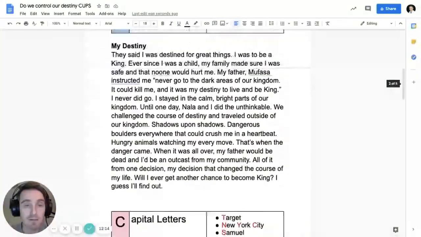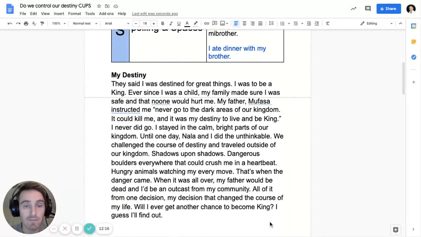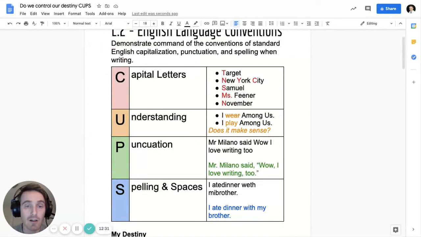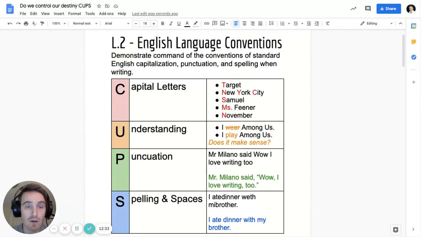Go back up to my finished product. If you want to pause it and take a look at it again, this is a correct paragraph with all correct punctuation and all of the conventions for the standard L2 that we expect you to be looking out for when you're writing, because you will be graded on all of these and it's going to go into your L2 standard.